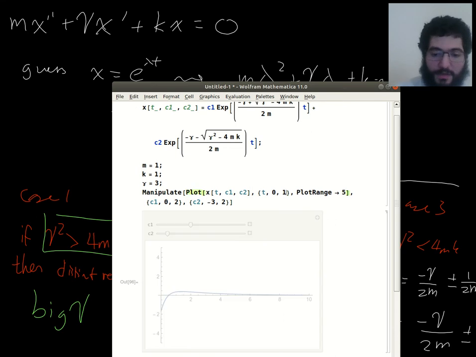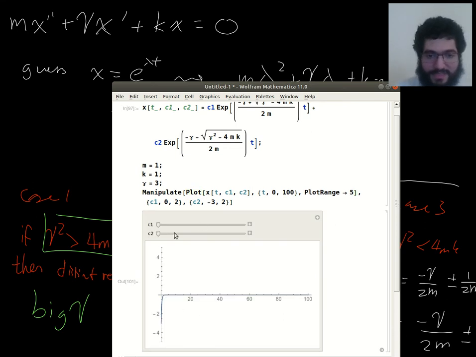If you run it for long enough, no matter what C1 and C2 were chosen, it's always going to, in the long run, go to 0. That's because the system's always losing energy. If there's any gamma at all, then eventually the mass is just going to settle towards the equilibrium.